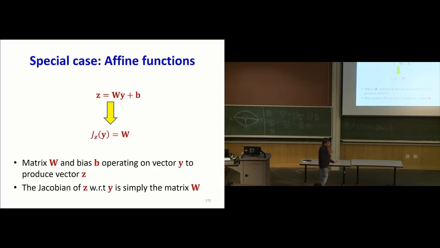So now look at a very special case, affine functions. If z equals Wy plus b, the Jacobian of z with respect to y is simply going to be this matrix W. You might almost think of it in terms of scalar terms. And the Jacobian of z with respect to b is going to be an identity.